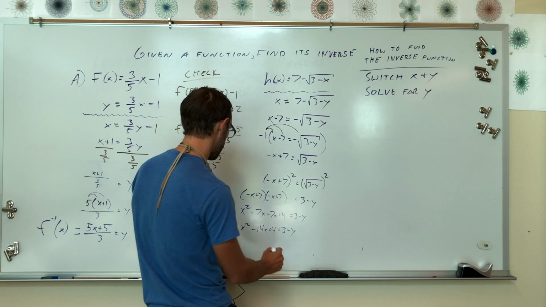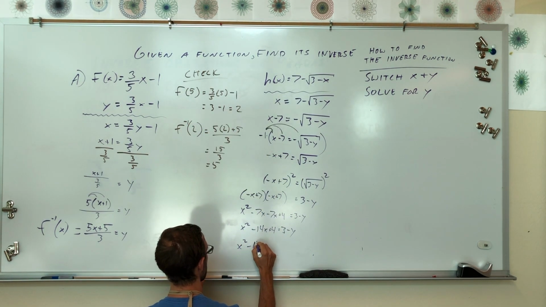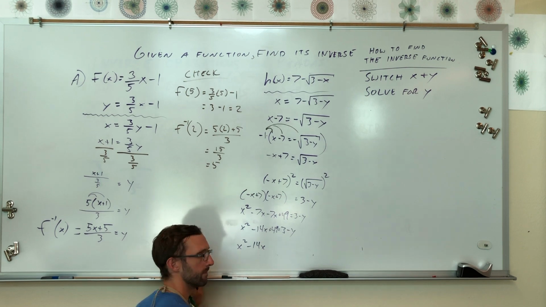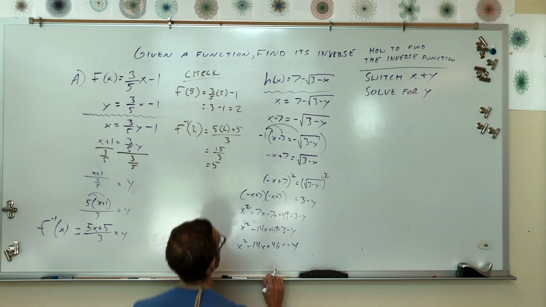I'm going to subtract the 3 over. Minus 3, 49 minus 3. Whoa there, come on, Sam. 49 less 3 is plus 46, negative y. We're almost done.